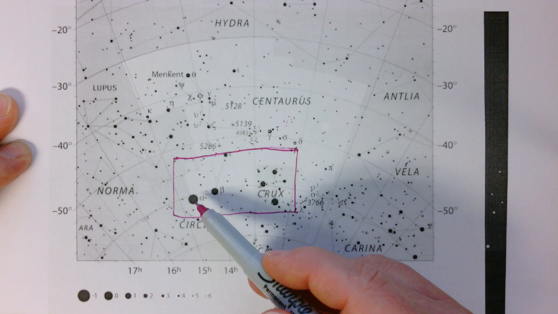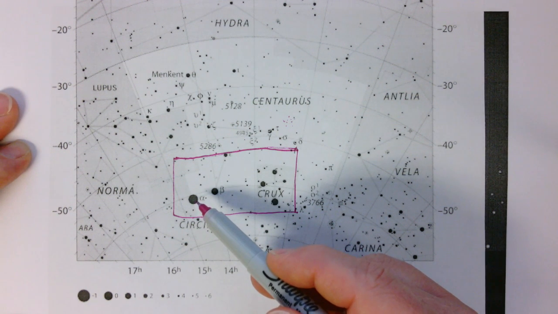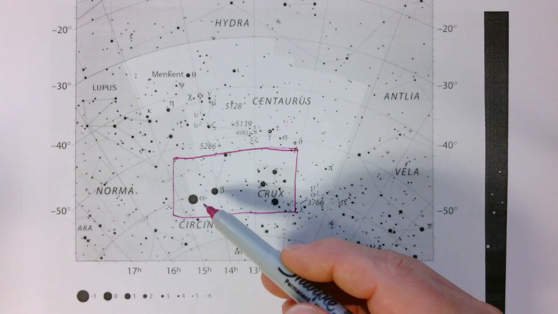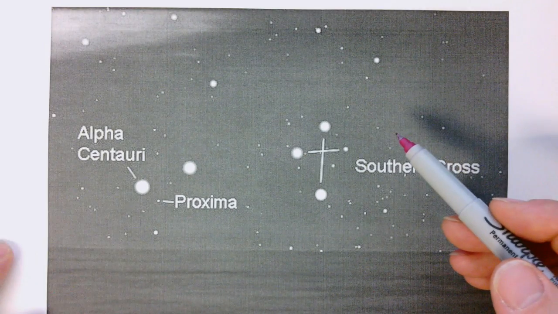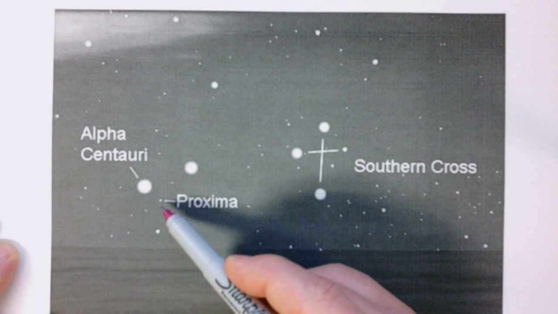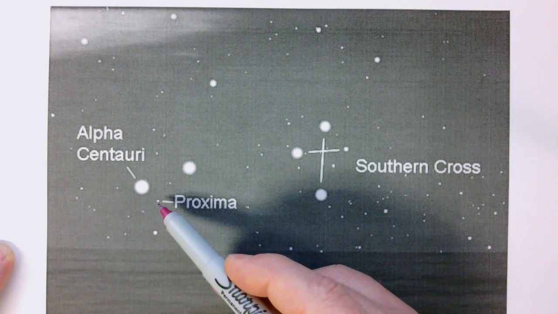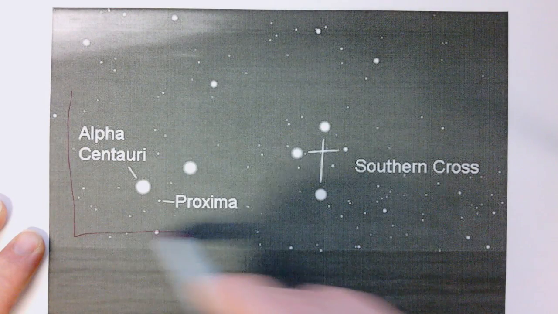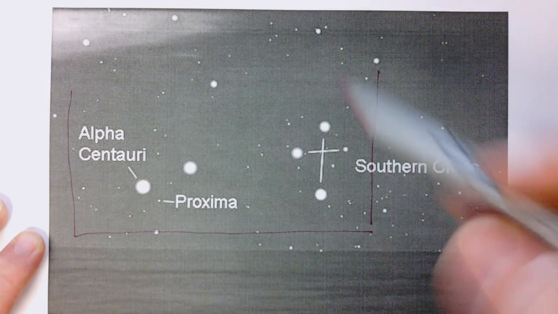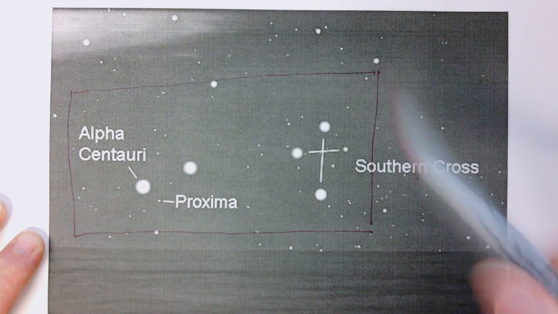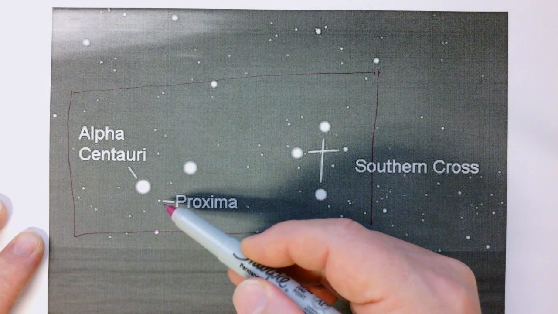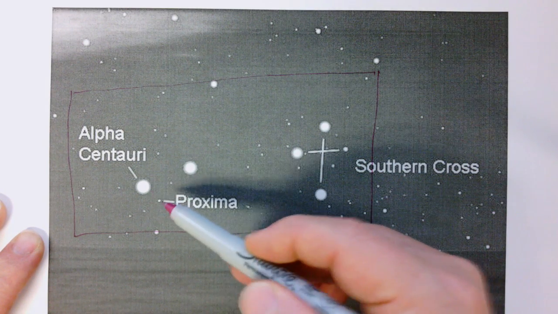But it turns out that Alpha Centauri and Proxima Centauri are part of a multiple star system. When we look even more closely, we can see here is Alpha Centauri, and there is tiny little Proxima Centauri, a red dwarf, and here is the Southern Cross. And this represents the area that I had marked off on the prior diagram. And this is Beta Centauri right here. And so Proxima Centauri is depicted there.